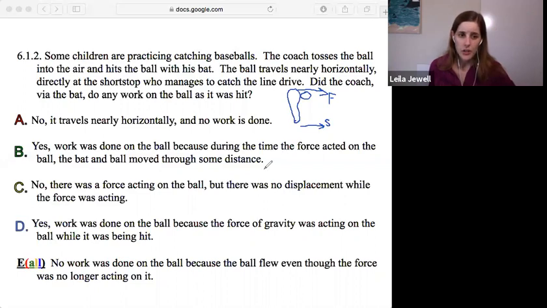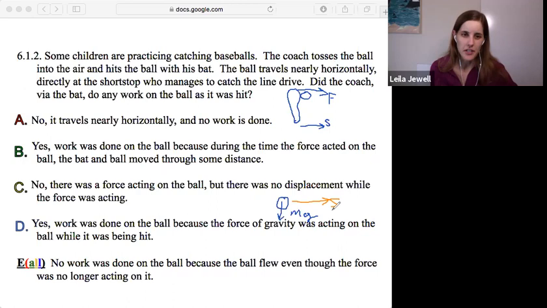Let's look at the two options for yes, work. So D says yes, work was done on the ball because the force of gravity was acting on the ball while it was being hit. The force of gravity was acting on the ball, right? Force of gravity would be pulling down. Now, is that in the direction of the displacement? We said the displacement is nearly horizontal, right? Being hit forward. So it doesn't seem like the force of gravity is moving the ball. That doesn't make sense to me.